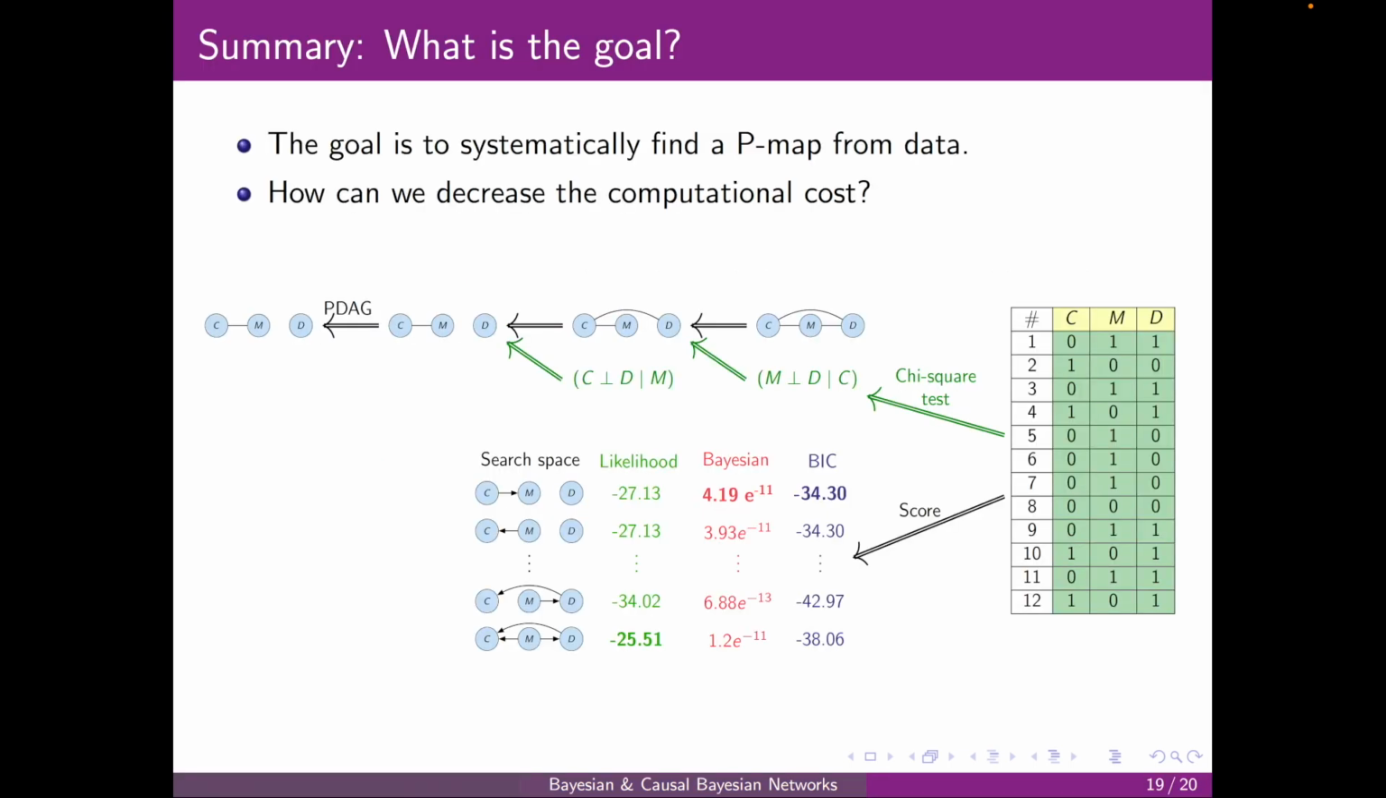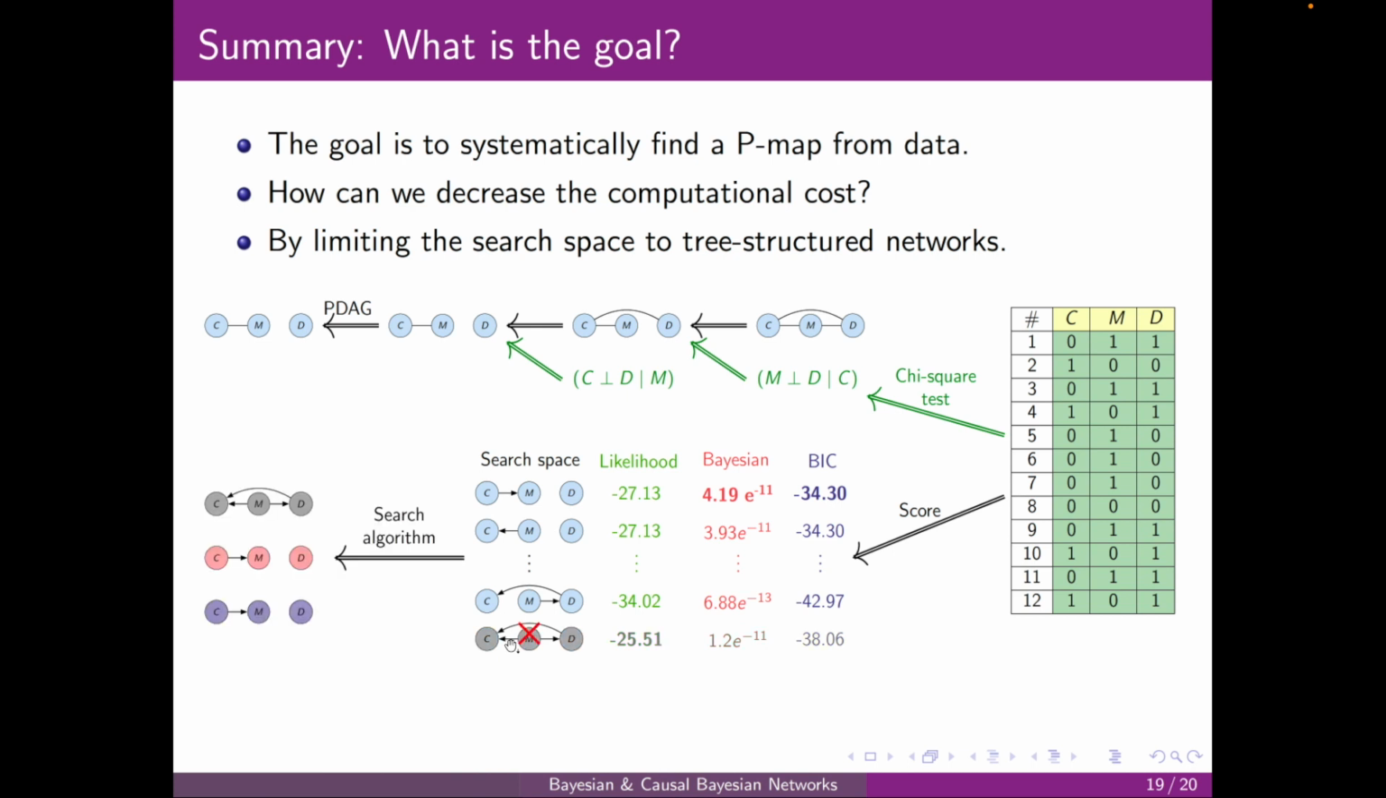To summarize, the question is how we can decrease the computational costs in score-based algorithms, and one approach was to limit the search space to tree-structured networks. That means that networks that have cycles are not accepted anymore, and therefore the next highest-scoring network in the form of a tree structure will be accepted.